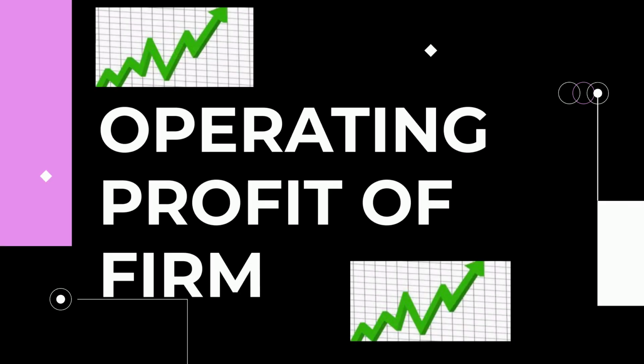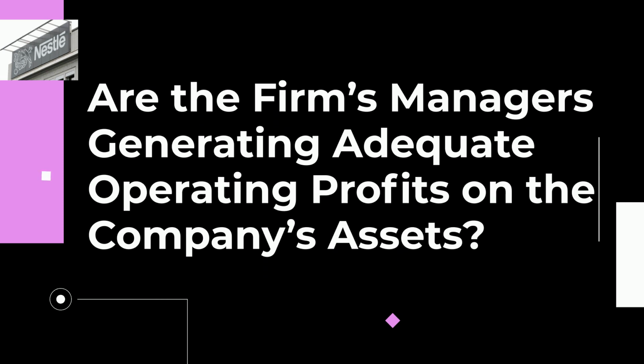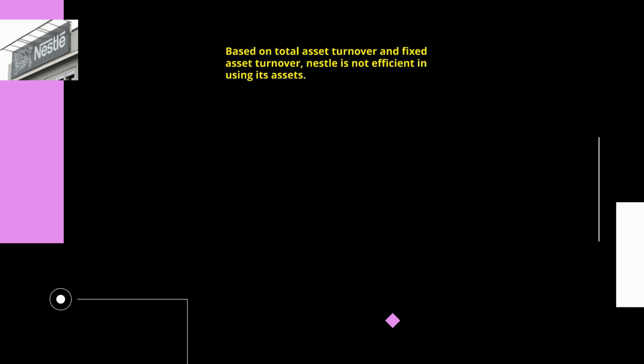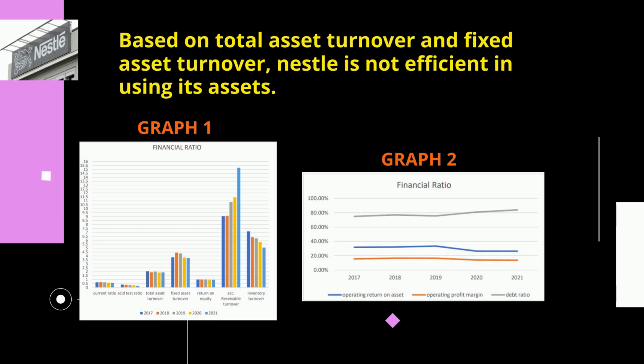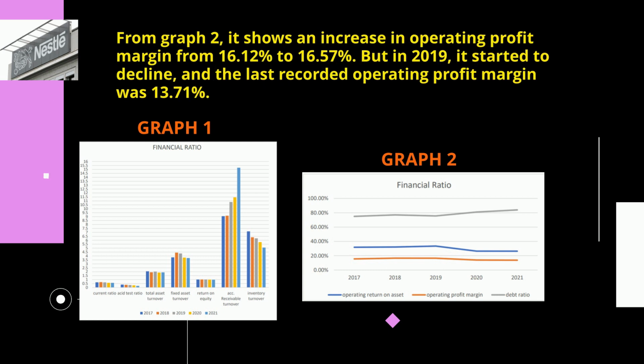Next, we will see the operating profitability of this firm. Are the firm's managers generating adequate operating profits on the company's assets? Based on the total asset turnover and fixed asset turnover, Nestle is not efficient in using its assets. From graph 2, it shows an increase in operating profit margin from 16.12% to 16.57%. But in 2019, it started to decline and the last recorded operating profit margin was 13.71%.